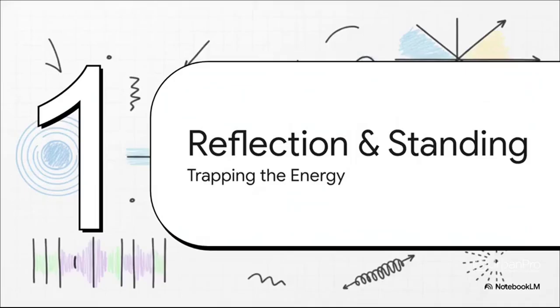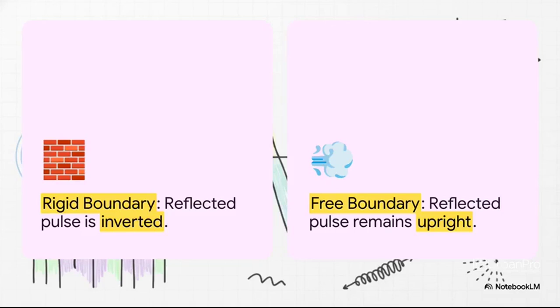All right, Section 4, reflection and standing waves, trapping the energy. So what happens when our traveling disturbance doesn't hit another wave, but instead slams into a physical boundary and bounces back? Well, the way a wave reflects depends entirely on what it hits. Take a rigid boundary, for instance, like a string tied tightly to a solid brick wall. The reflected pulse is inverted. A crest bounces back as a trough, its phase is completely reversed.